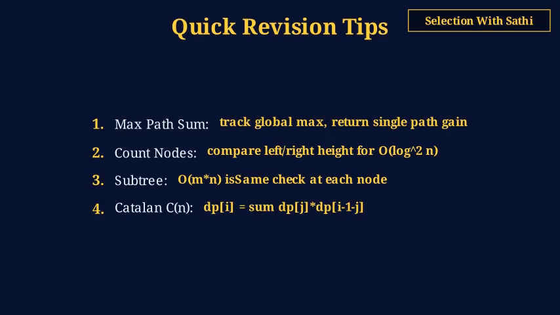Third, Catalan numbers count BSTs, valid parentheses, and many more structures. Memorize C of 3 is 5, C of 4 is 14, C of 5 is 42. Fourth, tree to DLL uses inorder traversal. Left pointer becomes prev, right pointer becomes next. In place, O of n.